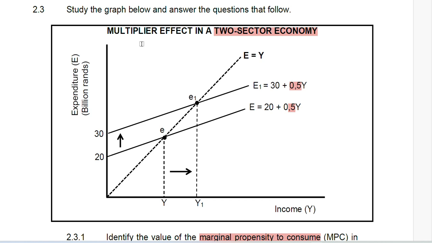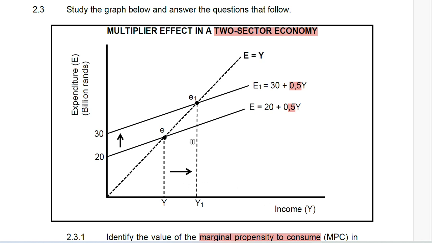And what is a two-sector economy? A two-sector economy has the consumers, which is me and you, who go and buy in the shops, as well as the business. The business is where we buy from, or you can call them firms, whatever you like. On your y-axis, you are provided expenditure in billion rands, and on your x-axis, we are provided the income.